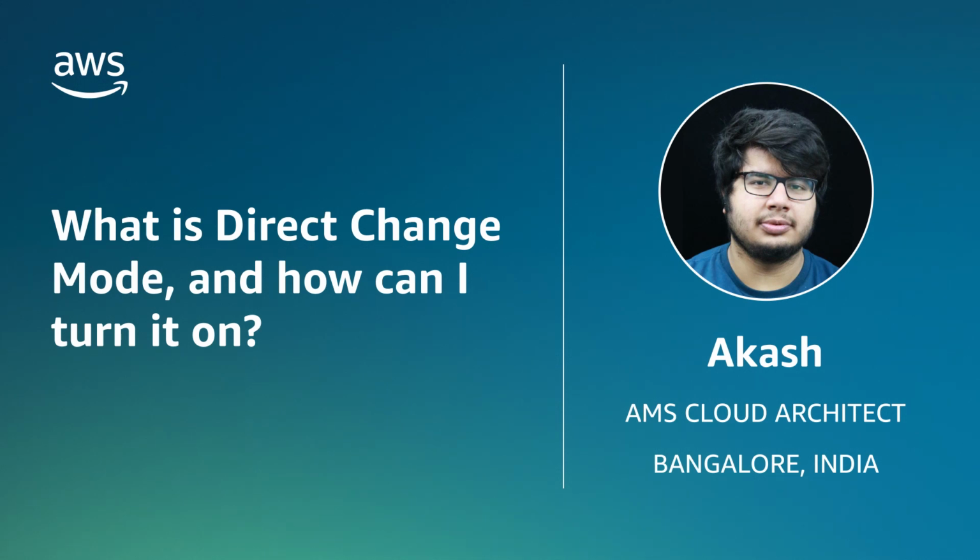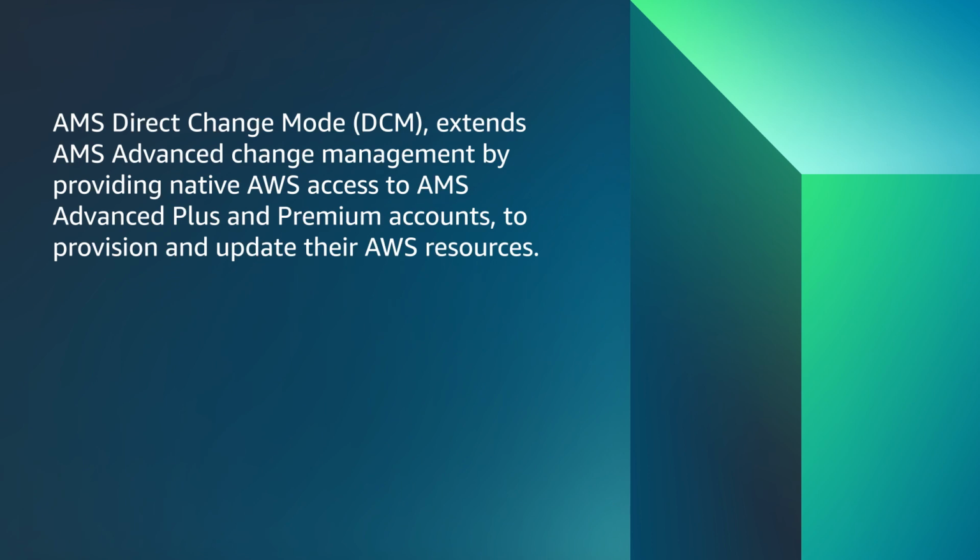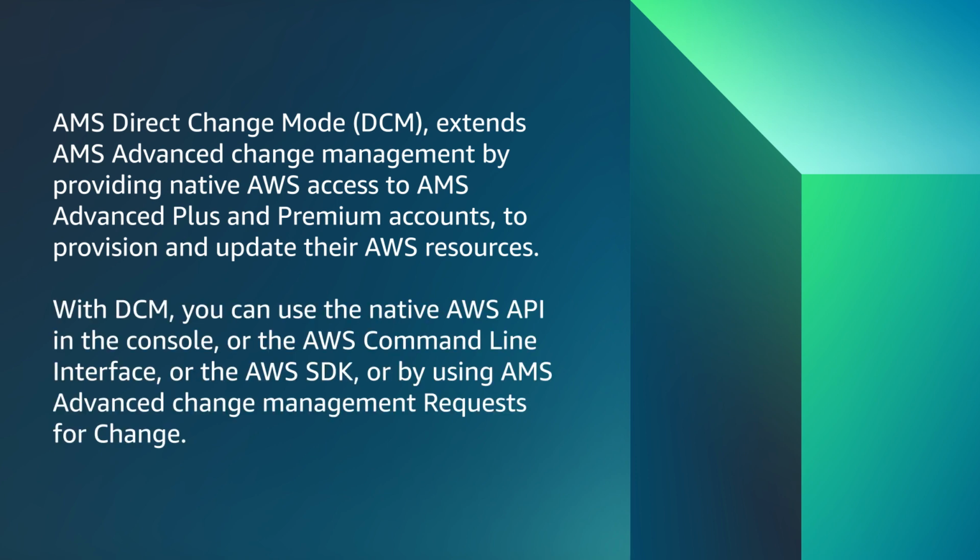Let's get started. AMS Direct Change Mode, or DCM, extends AMS Advanced Change Management by providing native AWS access to AMS Advanced Plus and Premium accounts to provision and update their AWS resources. With DCM, you can use the native AWS API in the console, or the AWS command line interface, or the AWS SDK, or by using AMS Advanced Change Management Request for Change.